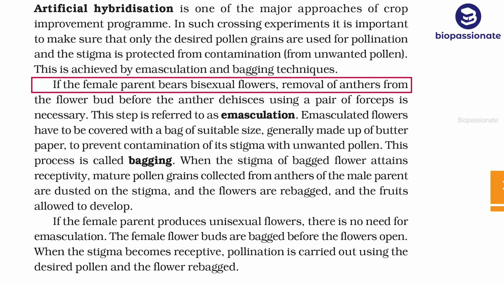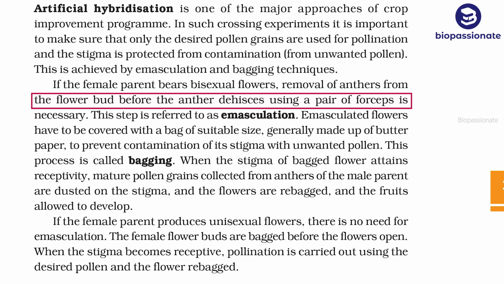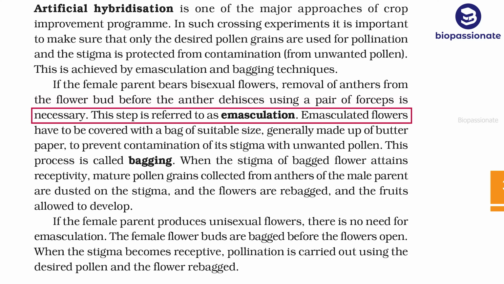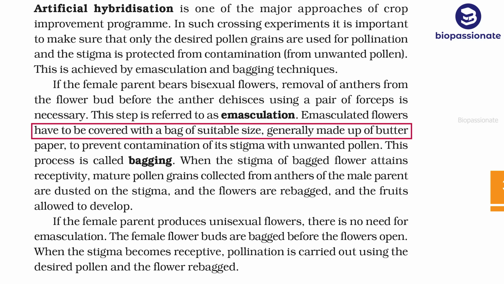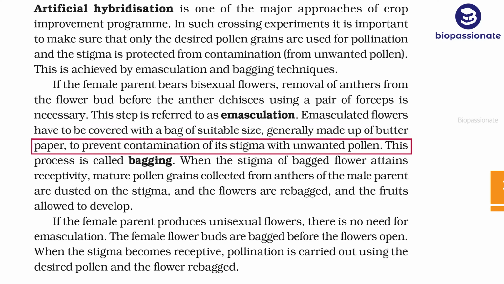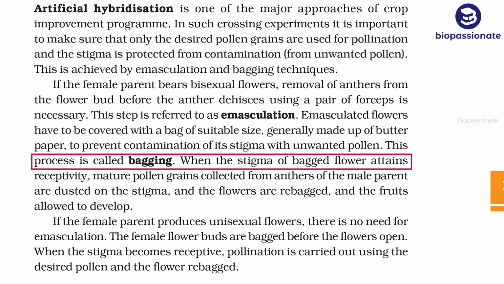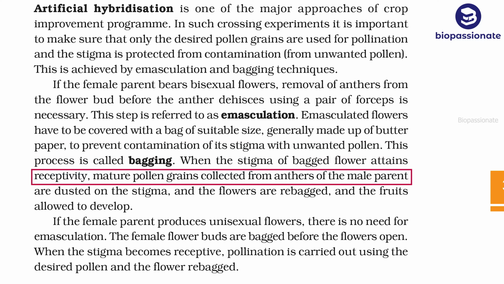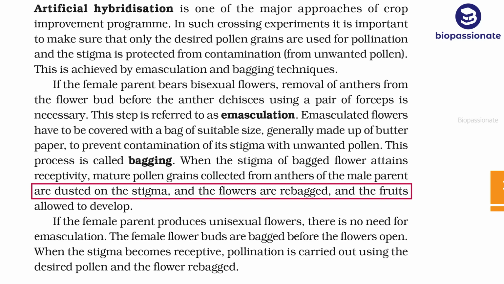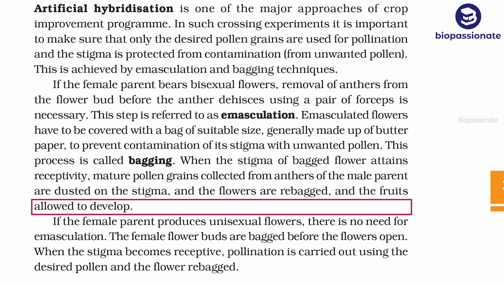If the female parent bears bisexual flowers, removal of anthers from the flower bud before the anther dehisces, using a pair of forceps, is necessary. This step is referred to as emasculation. Emasculated flowers have to be covered with a bag of suitable size, generally made up of butter paper, to prevent contamination of its stigma with unwanted pollen. This process is called bagging. When the stigma of the bagged flower attains receptivity, mature pollen grains collected from anthers of the male parent are dusted on the stigma, and the flowers are rebagged and the fruits allowed to develop.